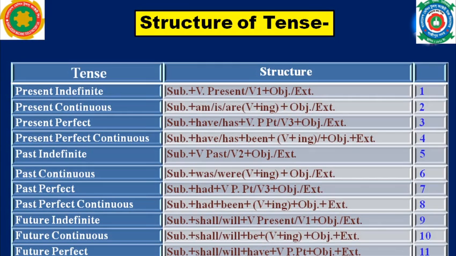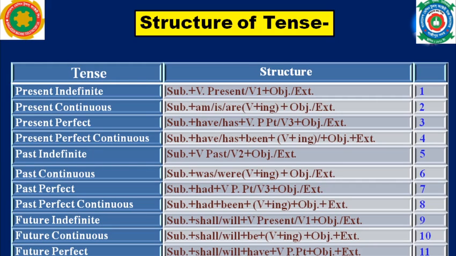You can see the present indefinite structure: subject plus verb one plus object, right? Present continuous: subject plus am, is, are, plus verb base form plus ing plus object. Verb means here base form, okay? Present perfect: subject plus have, has, plus the V3 form, that means past participle form, then extension. Present perfect continuous: in the same way subject plus have, has, plus been, you have to add been, plus verb base form plus ing plus extension. So that's the structure of present indefinite, present continuous, present perfect, present perfect continuous, right?